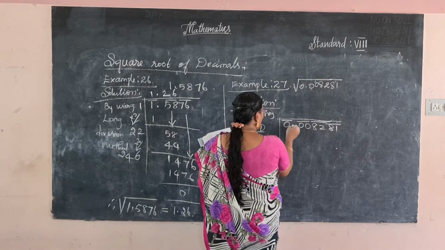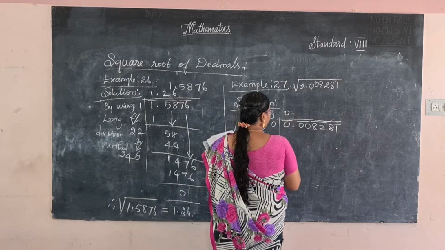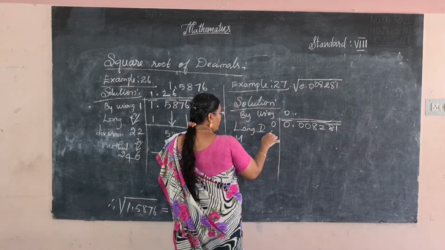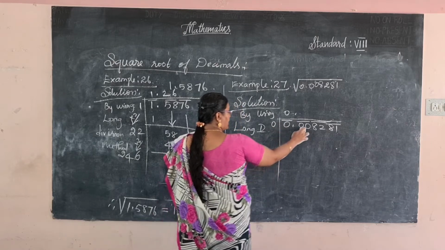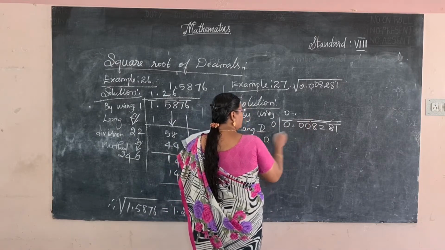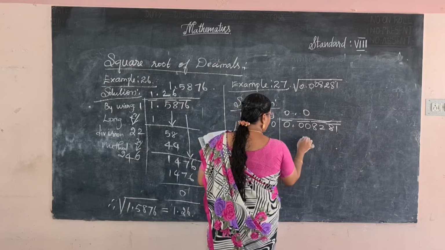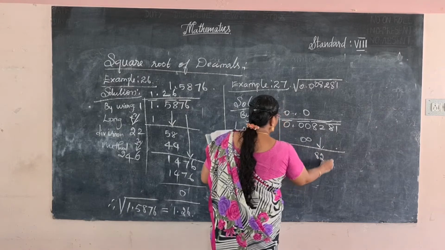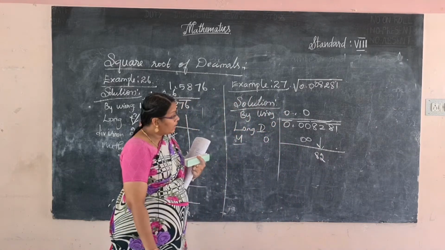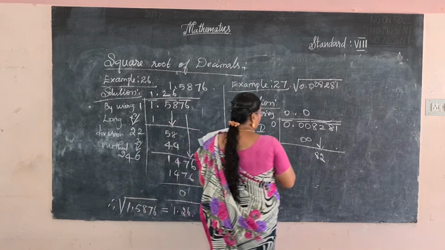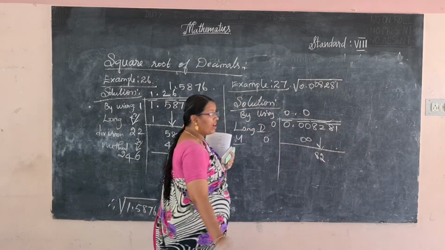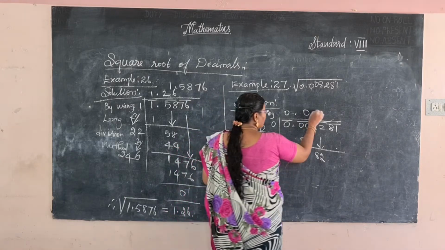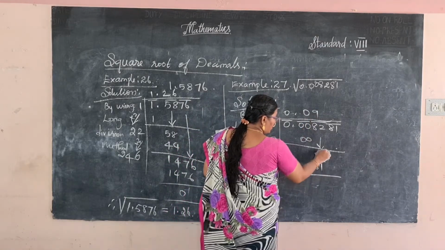How many times is possible? 0. Multiply any number by 2, it is 0. Next, multiply 0, so we get 0. Now bring down the next number, 82. Which number multiplied gets the value of 82? 9. 9 nines are 81, so the remainder is 1.